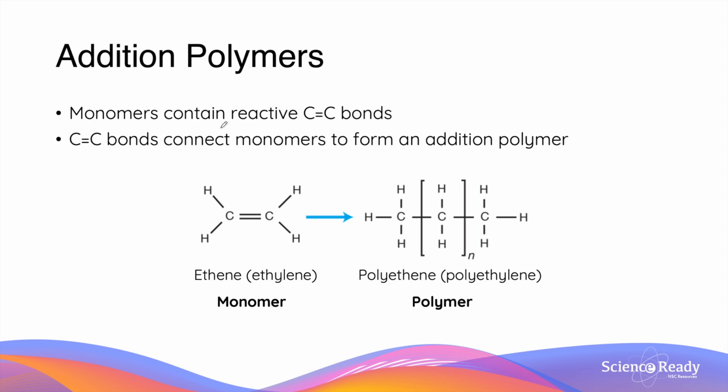Addition polymers are made from monomers that contain a carbon-to-carbon double bond. These carbon-to-carbon double bonds are reactive and responsible for connecting monomers together to produce a polymer. For example, multiple ethene monomers undergo polymerization to produce polyethylene. In polymer chemistry, ethene is typically referred to as ethylene and polyethene as polyethylene. I'll be using these two terms from now on. Let's have a closer look at how polymerization is achieved.